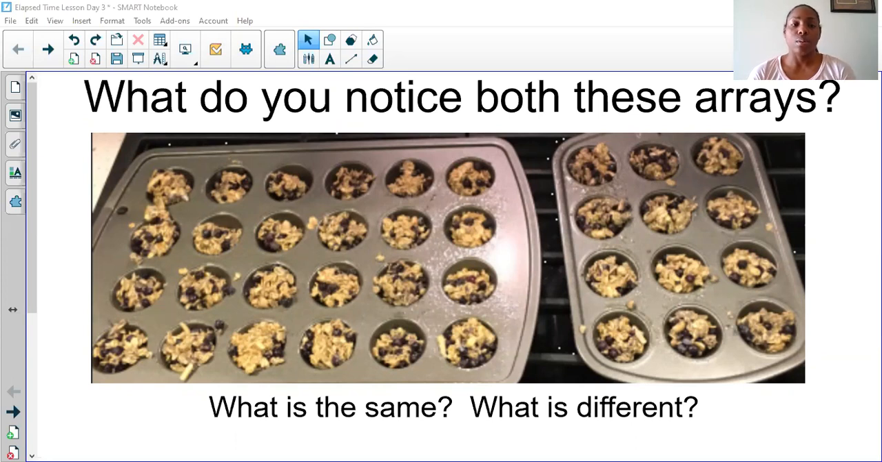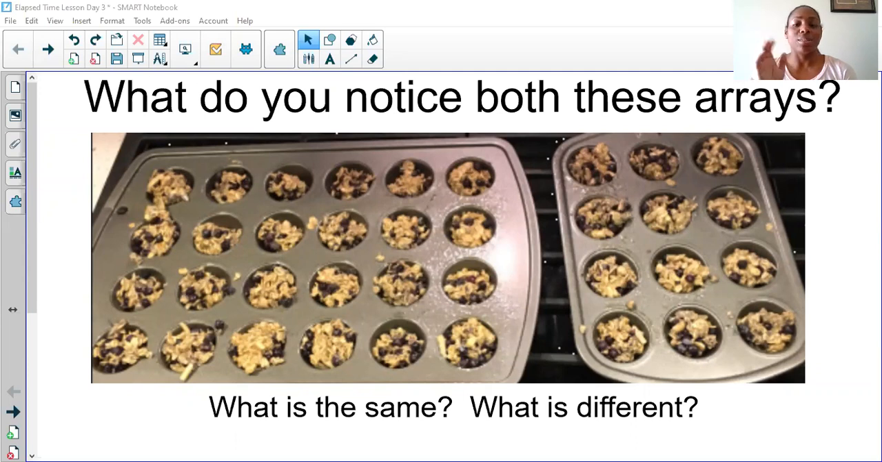Okay, so I'm hoping the thing that you said is the same is that they are equal rows and columns. There's nothing extra on there. So when we do an array, we have to have equal rows and equal columns.